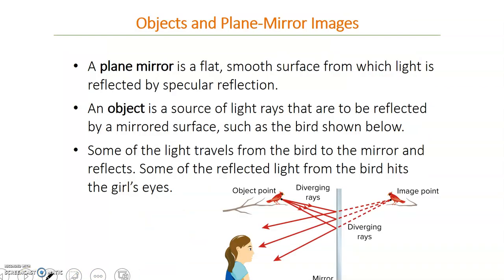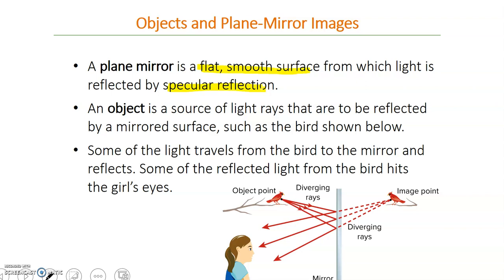Now coming into our main topic, that is plane mirror. A plane mirror is a flat, smooth surface from which light is reflected. So it is a flat and smooth surface, and it is reflecting the light using specular reflection.